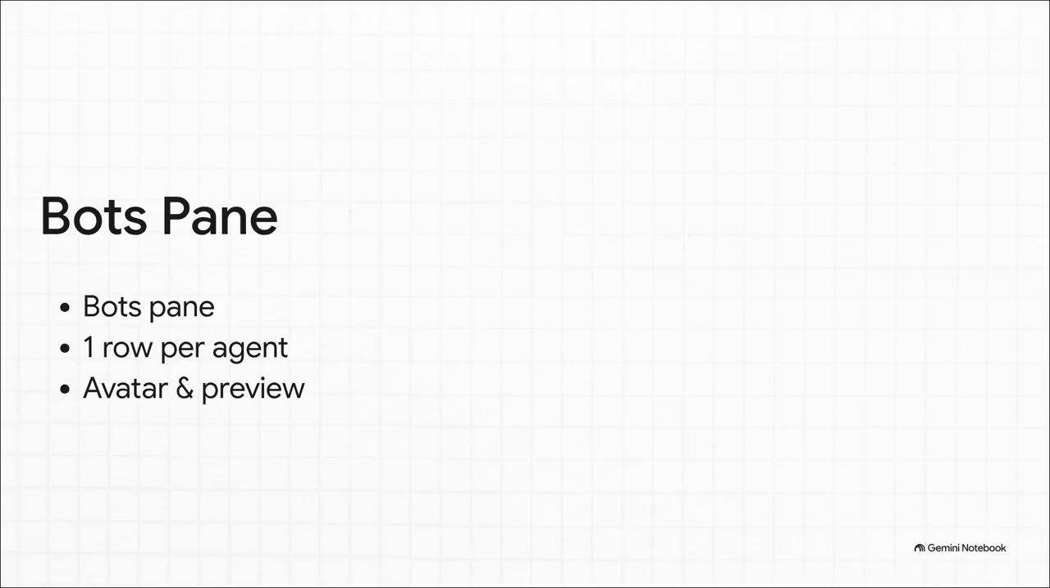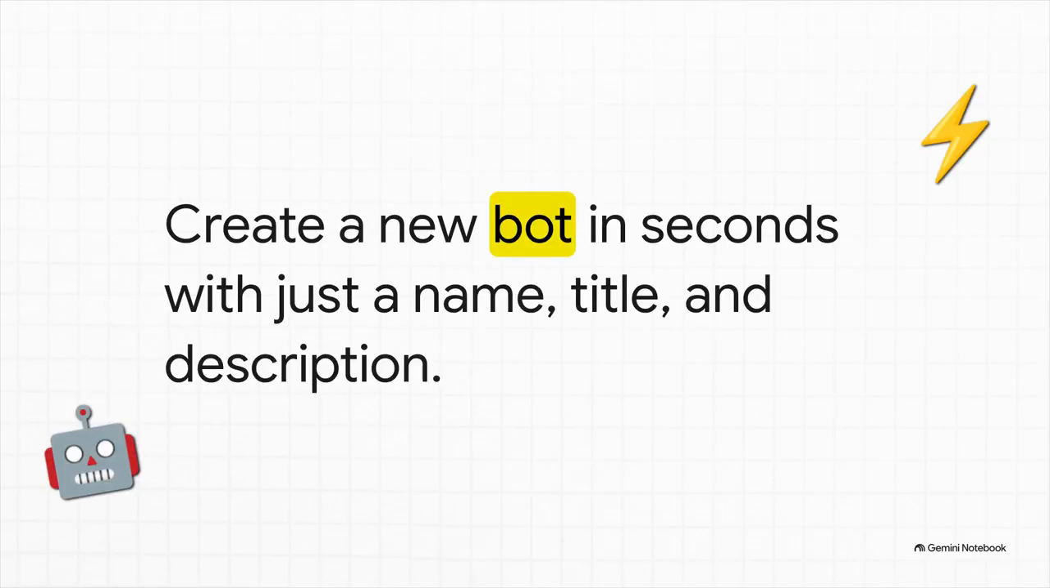So at just a quick glance, you can see their customized avatar, a little text preview of the absolute last message they sent you, and a timestamp showing exactly when they were last active. It honestly feels exactly like looking at a team chat application like Slack or Discord. And if you need to work with one of them, just click their row and boom, you jump straight into their dedicated chat. And actually building out this team is ridiculously fast.